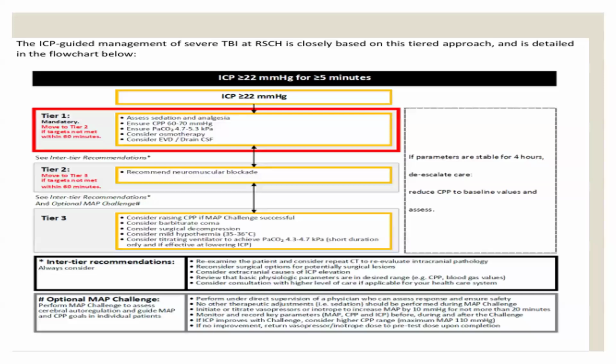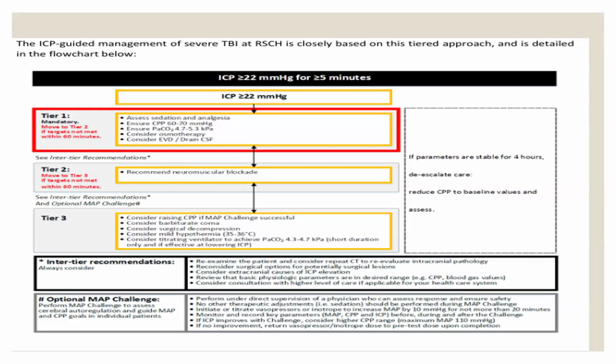In tier 2, neuromuscular blockade is recommended. If ICP is still not controlled, and if tier 2 parameters are stable for 4 hours, then de-escalate care, reduce the CPP to baseline values and assess. If there is no improvement, then move to tier 3. Tier 3 includes considering raising CPP if the MAP challenge is successful. Consider barbiturate coma, then surgical decompression, mild hypothermia, and targeted ventilator to achieve PCO2 between 32 to 35.